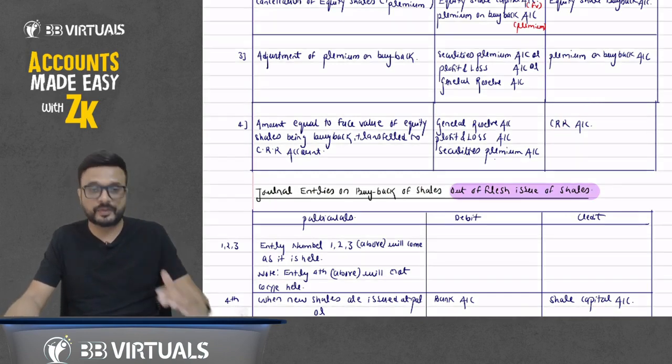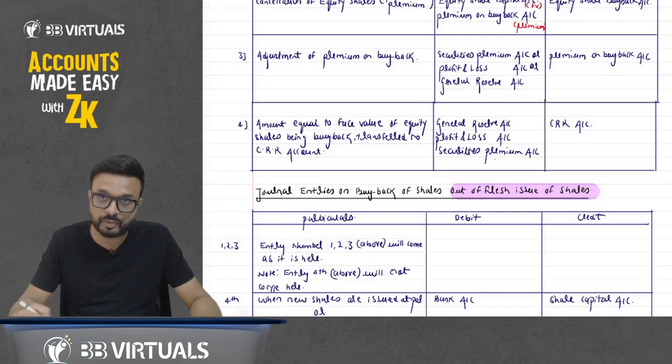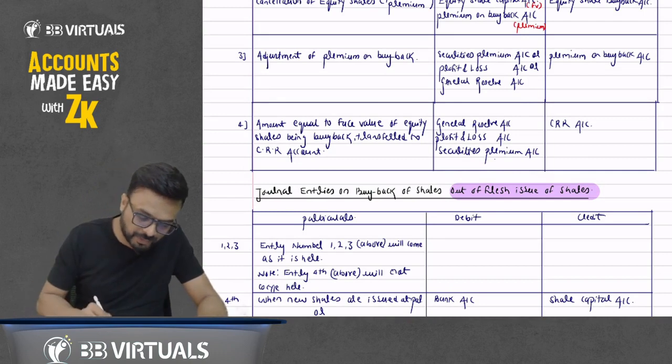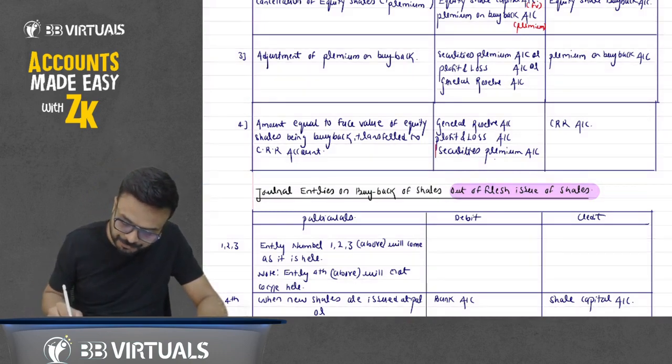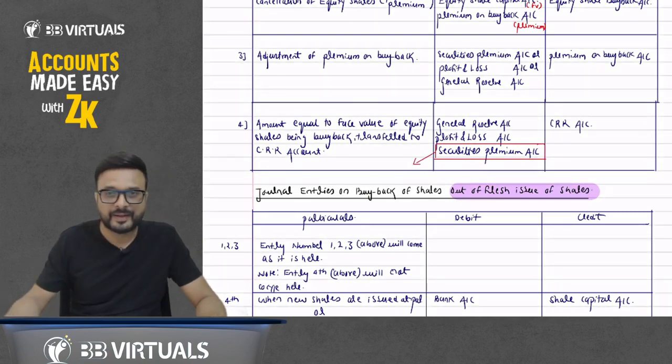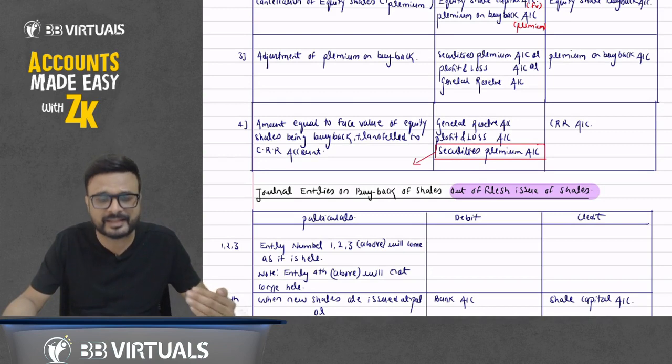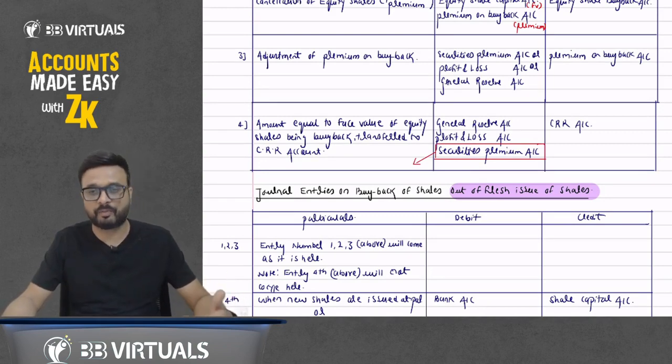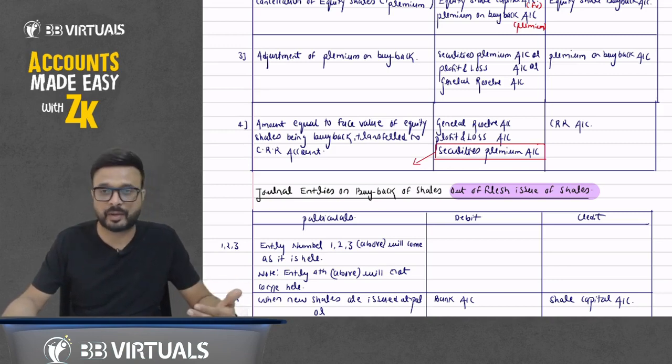But when you transfer to CRR account, you can utilize general reserve, profit and loss account, and securities premium also. But remember one thing: I have observed that the institute, when they transfer to CRR account, generally doesn't utilize securities premium account. It is not prohibited at the time of buyback, but the institute utilizes securities premium account to transfer to CRR only as a last resort.